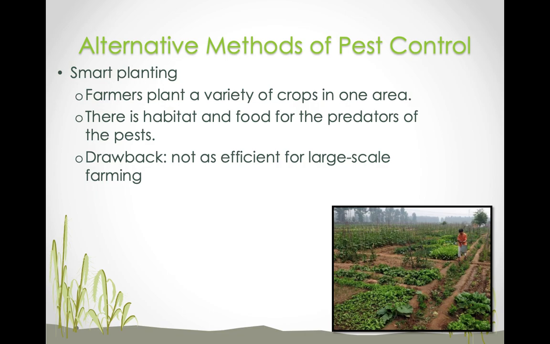Smart planting. Similar kind of to crop rotation. Basically, you're going to plant a variety of crops in one area. Okay, so you can see down here, this farm, we have a lot of different vegetables growing in a fairly small area. There's habitat and food for the predators of the pests that way, okay? So in this case, farms like these do not have as many pests just naturally. The drawback is it's not going to be as efficient for large-scale farming to have all these little pockets because things like harvesting and planting are going to take a lot more time.